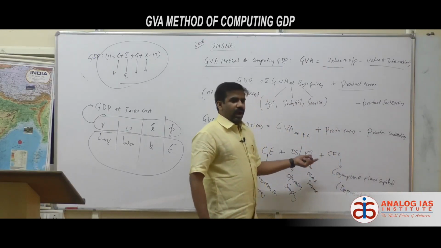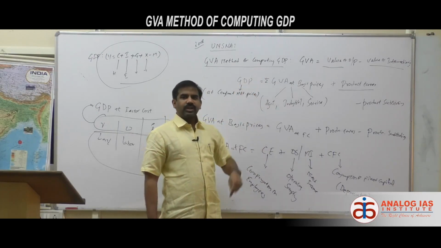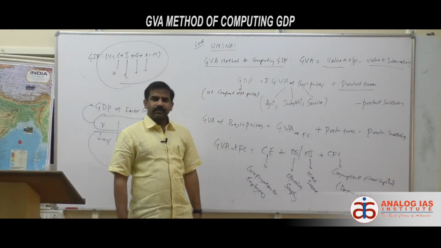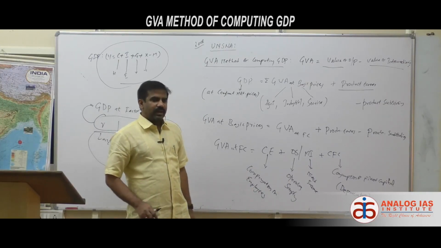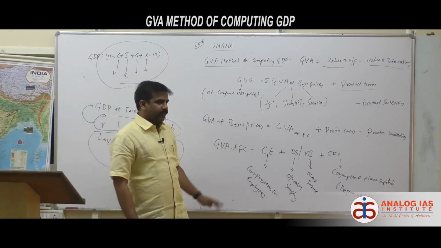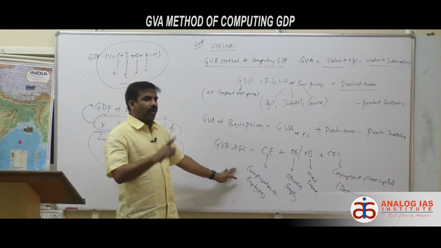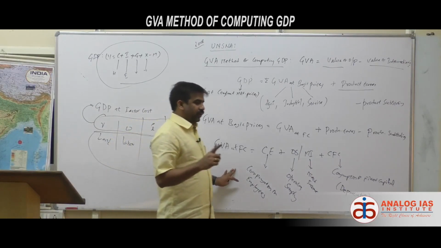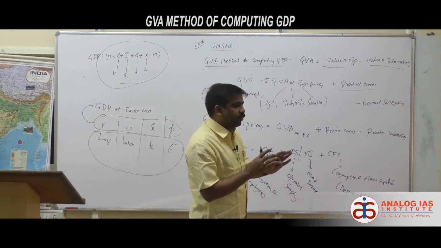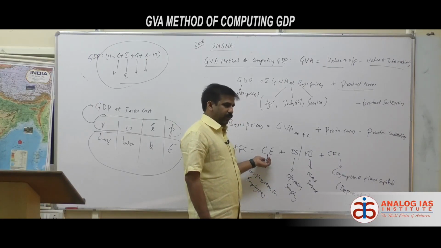Okay, so now let's look at this from this particular level and try to understand how GDP is calculated using GVA at factor cost. Now let's say, friends, the same HPCL. Let's take the same example. The same HPCL is producing 1 liter of petrol. In the process of producing 1 liter of petrol, it has to pay a certain amount of wages. That is the compensation of employees.